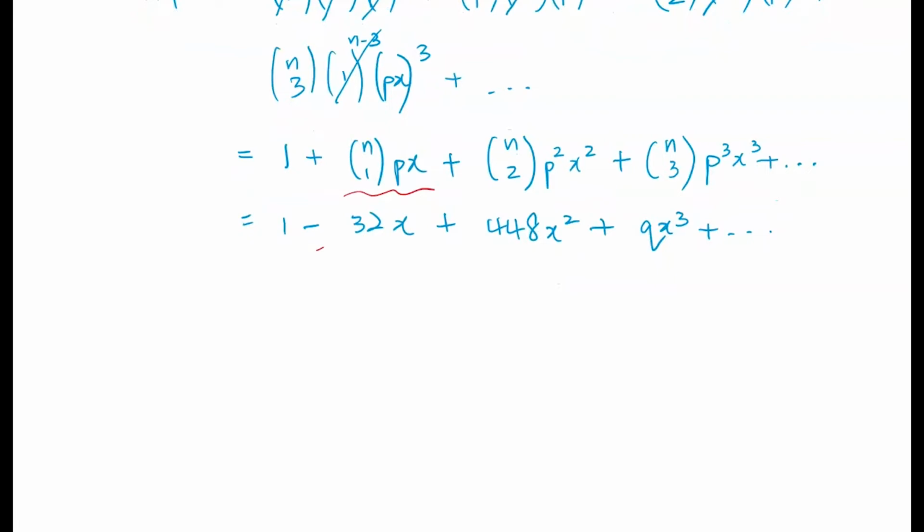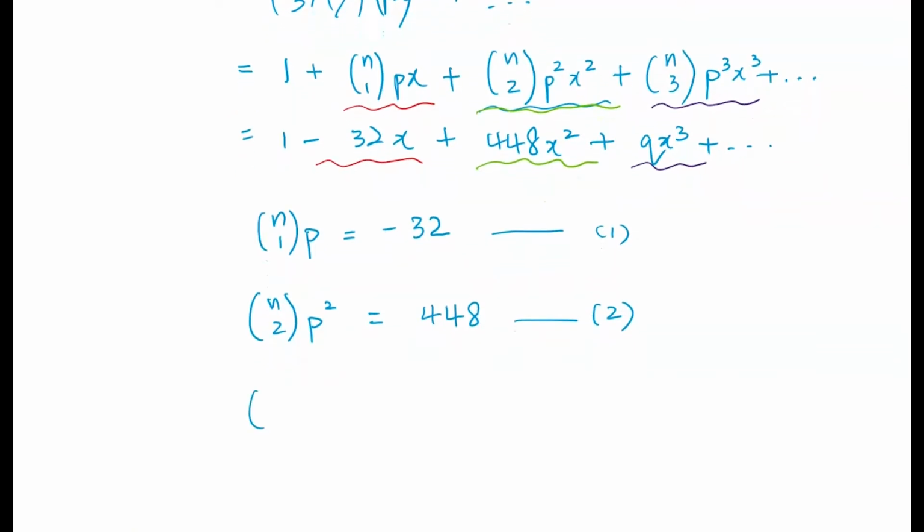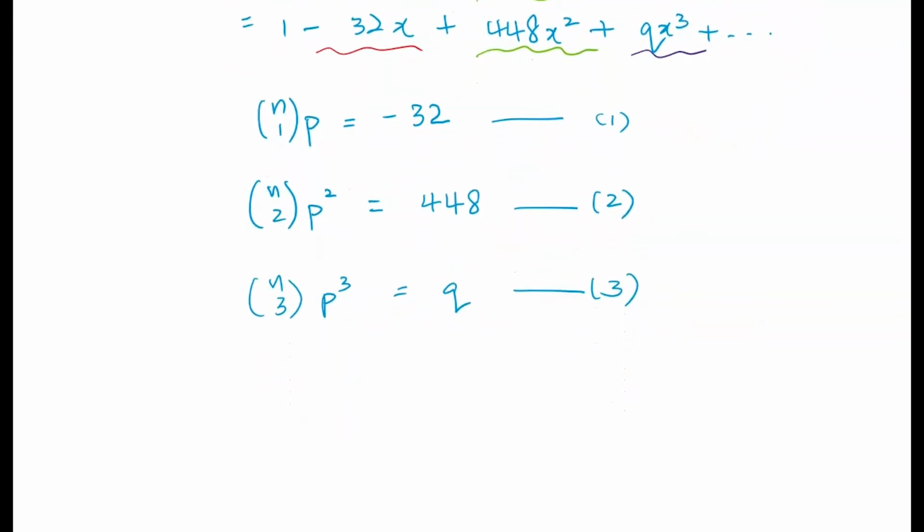Comparing the coefficient of x, I can say that n choose 1, p equals negative 32. Comparing the coefficient of x squared, I can say that n choose 2, p squared equals 448. This is equation 2. And then finally, comparing the coefficient of x cubed, I can say that n choose 3, p cubed equals q. This is equation 3. Right? Now I have to solve the 3 equations simultaneously.